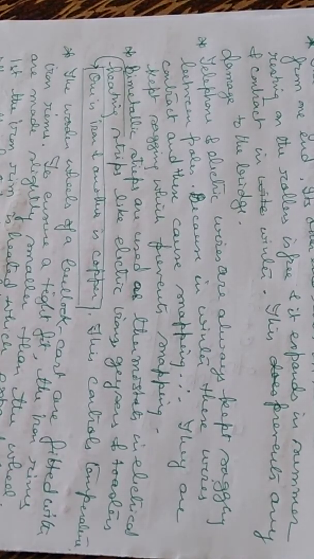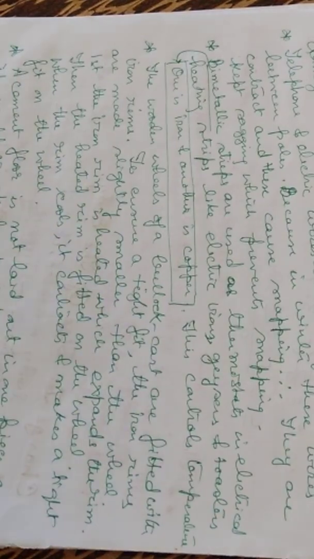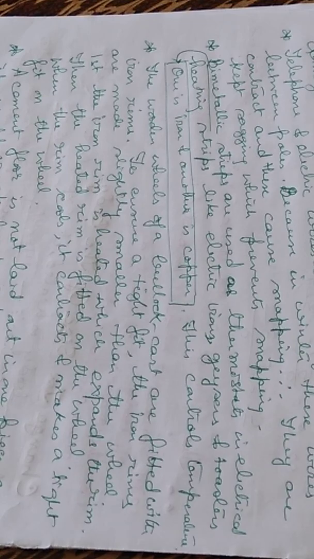Then bimetallic strips are used in thermostats and in electric heating appliances like electric irons, geysers and toasters. This bimetallic strip is made of one strip of iron and another of copper. This controls the temperature. So these two bimetallic strips are given in the thermostat and electric heaters, electric irons, geysers and toasters, so that they can control the temperature.